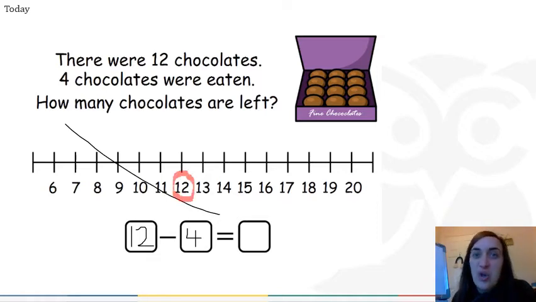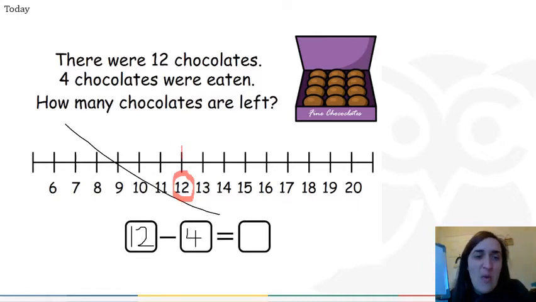And how many jumps back do I need to do? You can jump with me if you like. You can stand up and have a jump like we would do at school. If you would like to, just jump backwards. Okay, so we need to do 4 jumps. I'm going to count them.